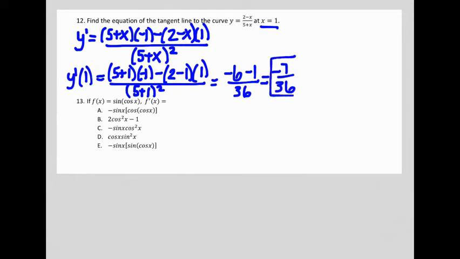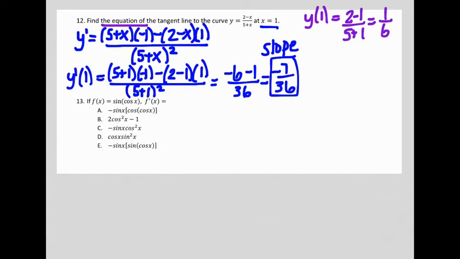This is the slope. But we need two things if we're going to write the equation of a line. We need the point and the slope. So I also need the y value when x is equal to 1, so I could get the xy coordinate. So let's plug 1 in for x into the original y, and we've got a y value of 1/6. So the coordinate point is 1, 1/6.